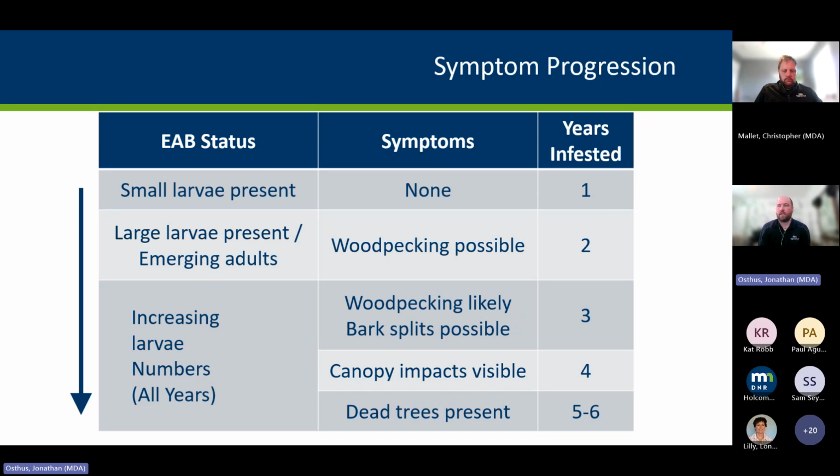For most homeowners, they typically find it in that kind of fourth year of infestation where you really start to see the visible canopy impacts. You really see it thinning out. You may see woodpecker damage now down onto the trunk of the tree. And then within a year or two after that, that tree is completely dead. And so that is the general progression of emerald ash borer symptoms in a tree.